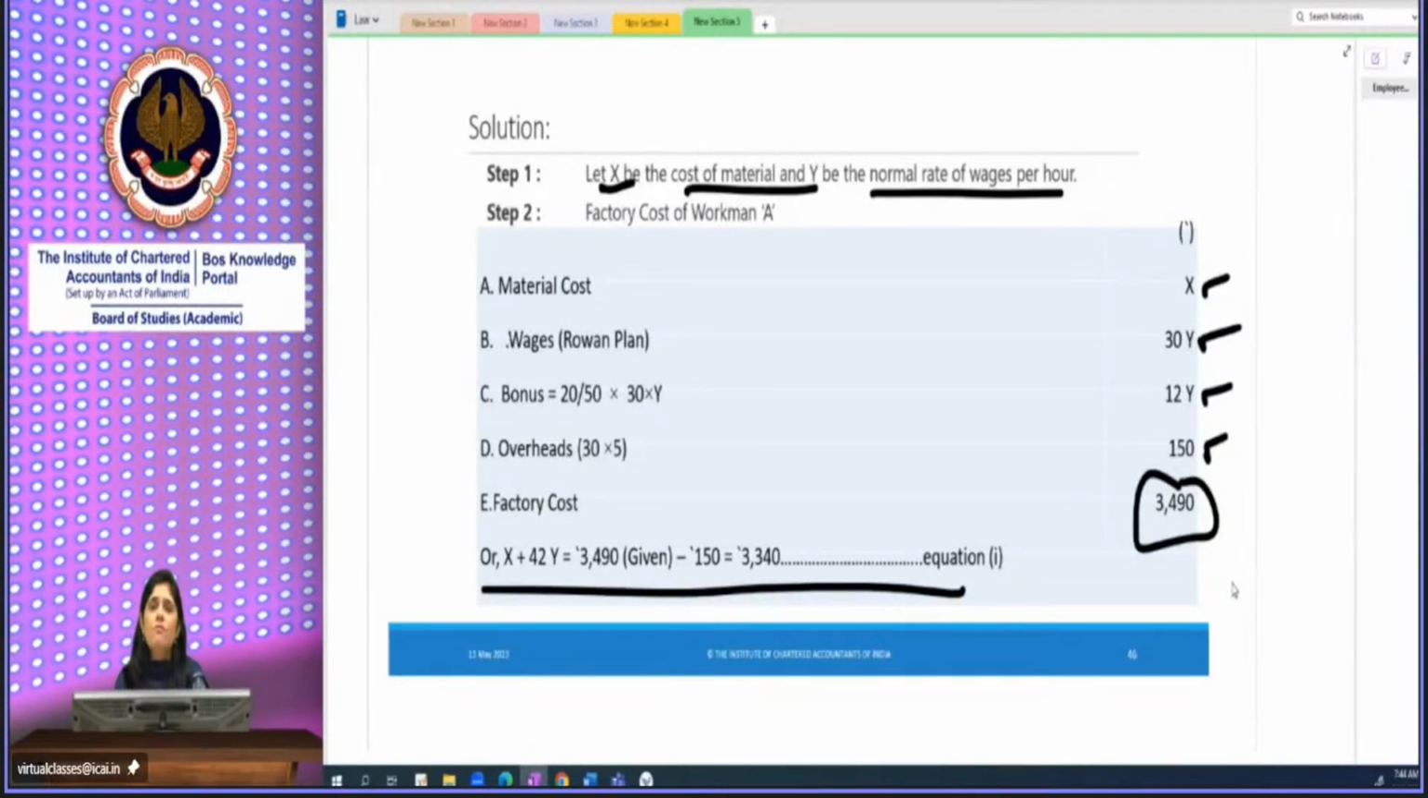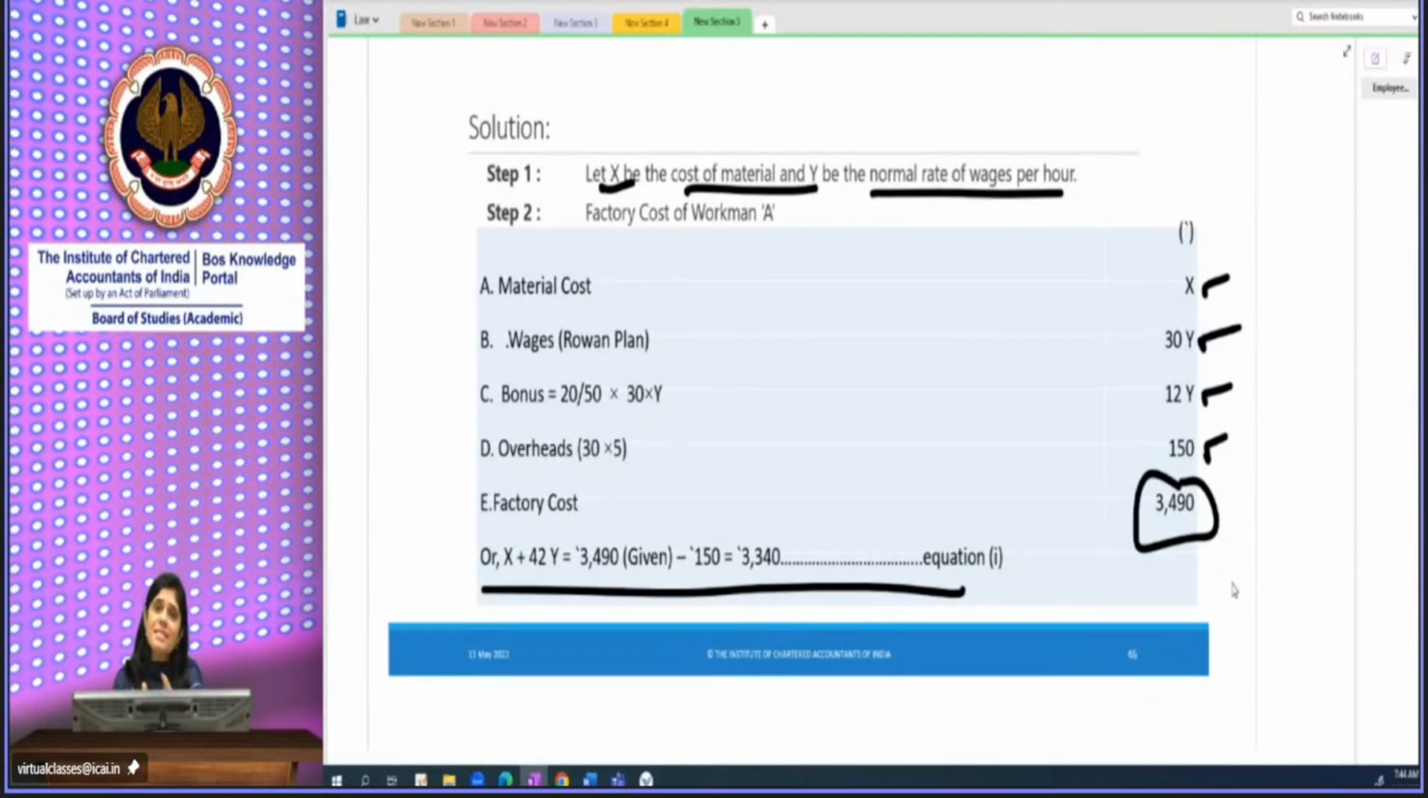All right. When you save more than 50% of the time saved. All right. So for example, if the time allowed is 10 hours, and you are taking 4 hours.